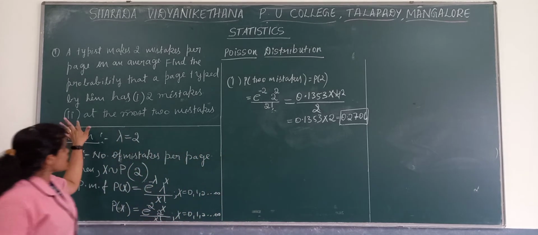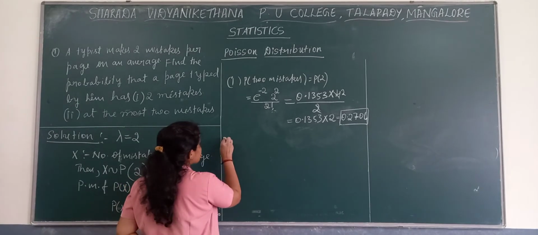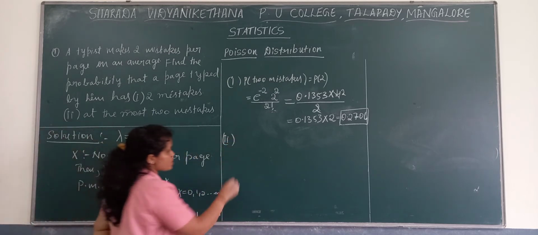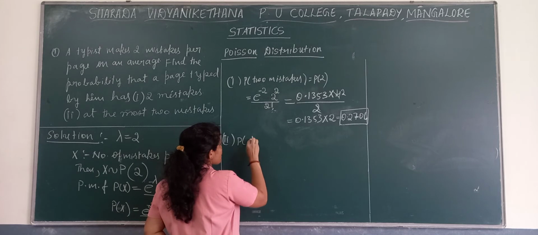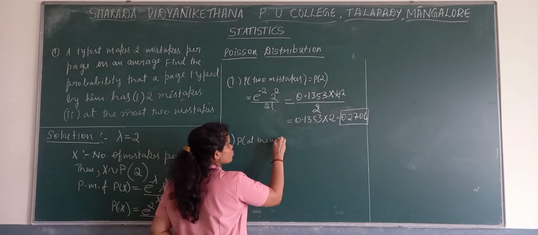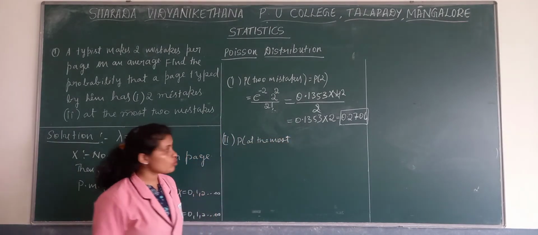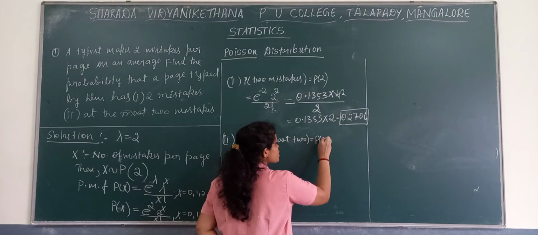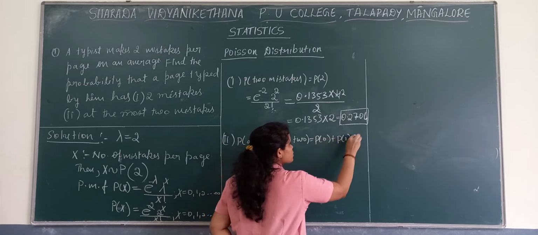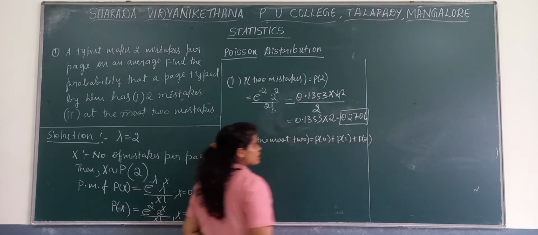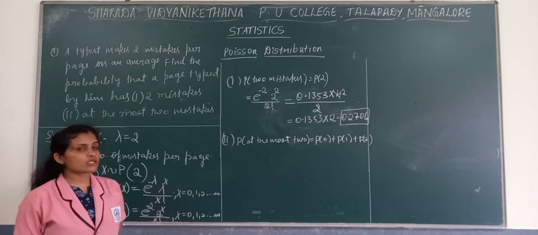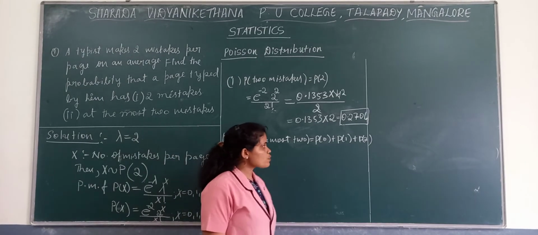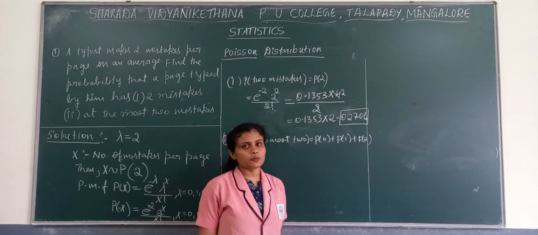Now we move towards the second question: at the most 2 mistakes. So P of at the most 2 comes as P of 0 plus P of 1 plus P of 2. If it is at the most 1, then P of 0 plus P of 1. If it is at the most 3, then P of 0 plus P of 1 plus P of 2 plus P of 3.